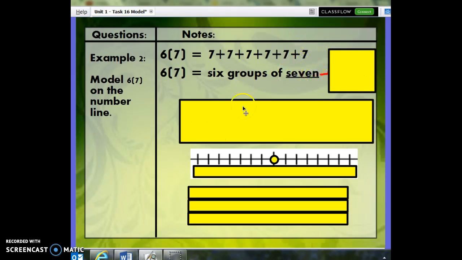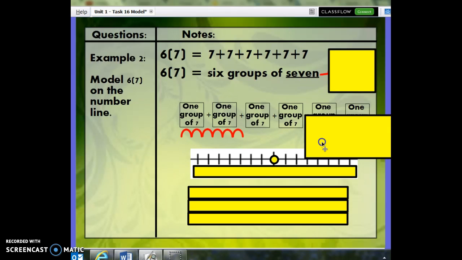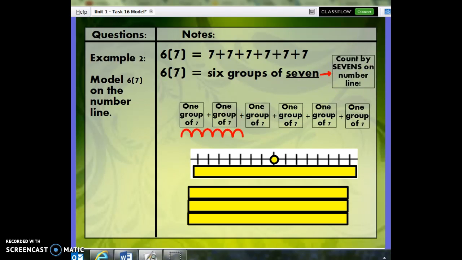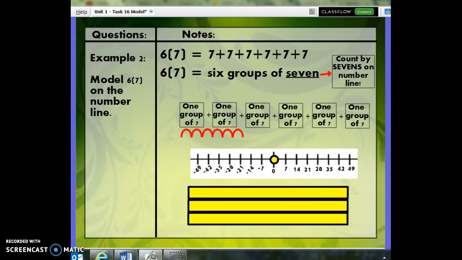Now remember, I have 7 in each of my 6 groups. All right, here they are. Here's my 6 groups, and in each group is 7. So that will be the number I use to set up my number line. I'm going to count by 7s in order to model this correctly. So on your number line, set it up to the right and to the left by 7s, right? 7, 14, 21, 28, and so on. And then the negative direction, negative 7, negative 14, and so on.